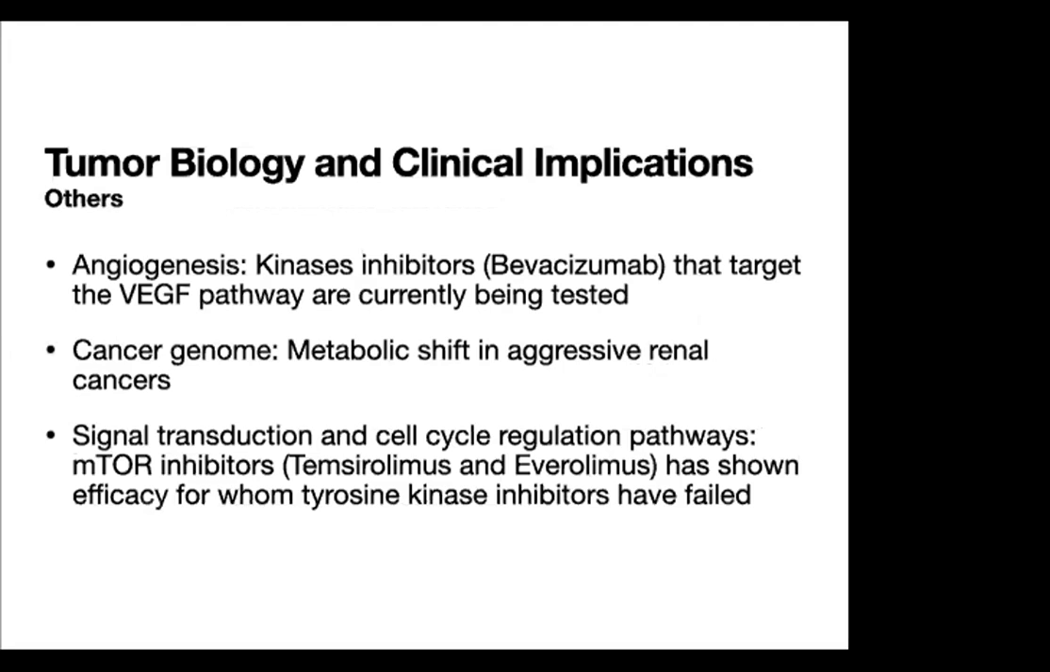As for angiogenesis, kinase inhibitors such as your bevacizumab that target the VEGF pathway are currently being tested. As for the cancer genome, there is a metabolic shift in aggressive renal cancers. For the signal transduction and cell cycle regulation pathways, mTOR inhibitors such as your temsirolimus and everolimus have shown efficacy in patients in whom tyrosine kinase inhibitors have failed.